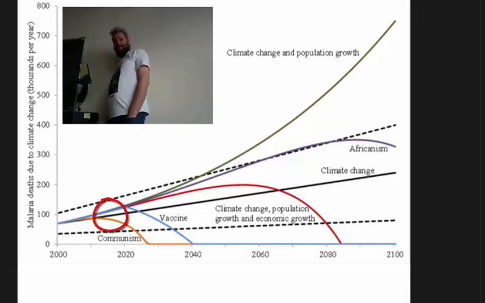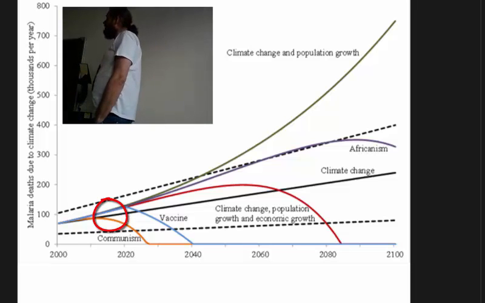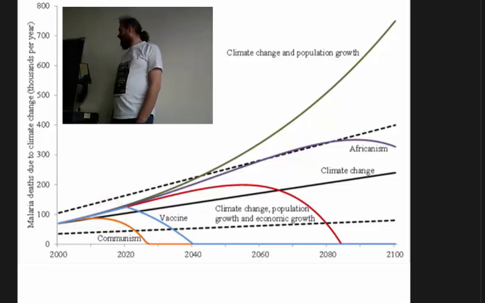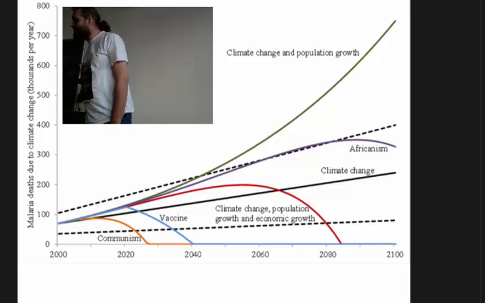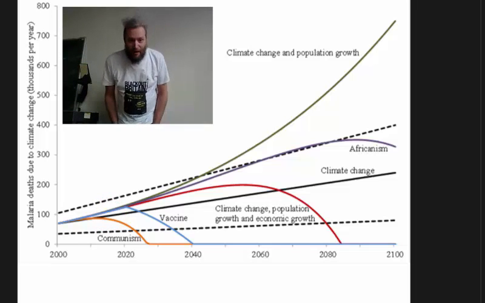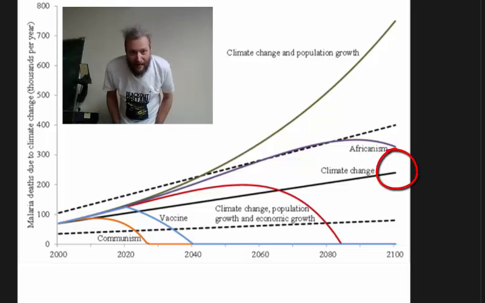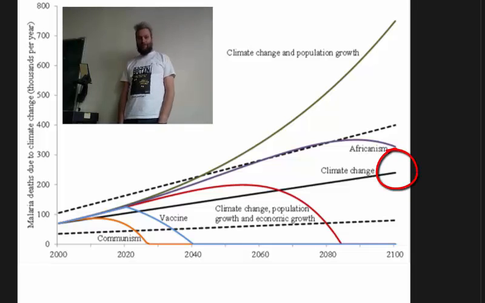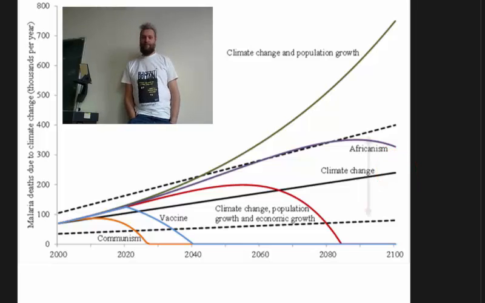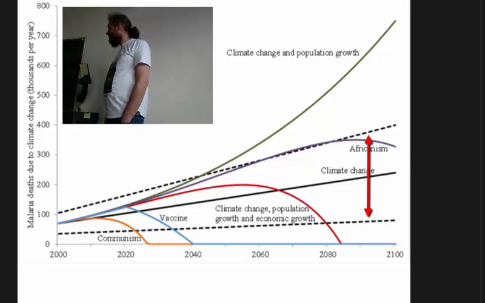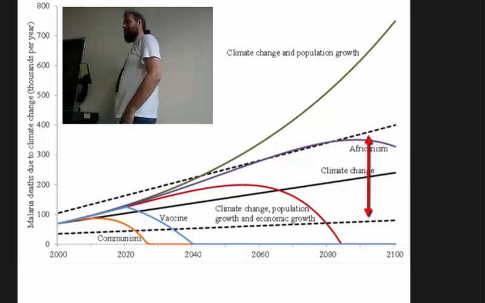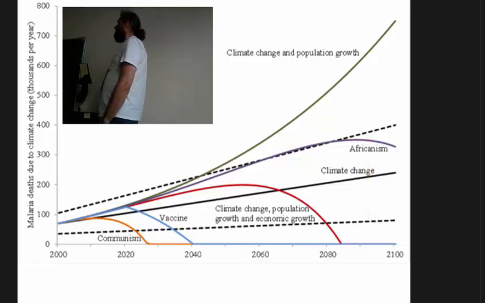So about 75,000 per year today, and if climate is the only thing that changes, then that would go up to about 250,000, perhaps 300,000 by the end of the century. And then the dotted lines indicate the uncertainty about the malaria model. It's a sizable number, right?